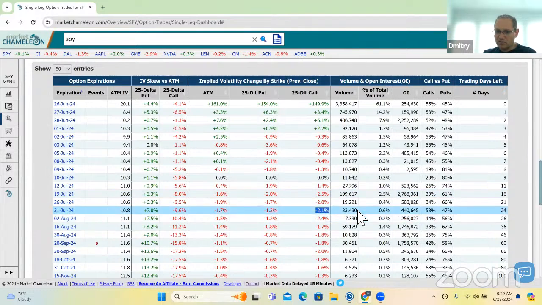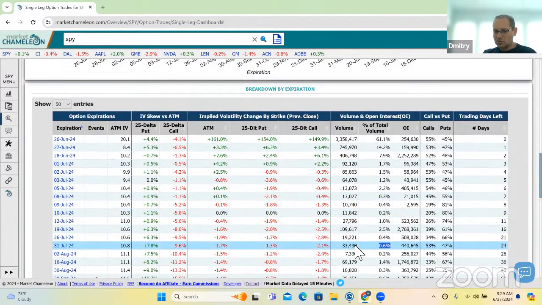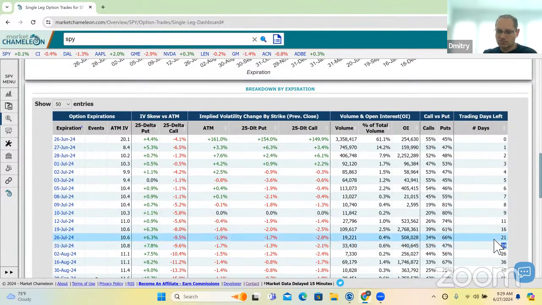Here's the total volume for single leg options. This is the percentage of the single leg trades that traded on the July 31st expiration. So if we took all the single leg trades yesterday and asked what percentage of them traded on the July 31st expiration, you can see it's less than 1%, 0.6. And you can see the open interest on that expiration. This is the breakdown of the calls versus the puts. And this is the total days left to expiration, 24.